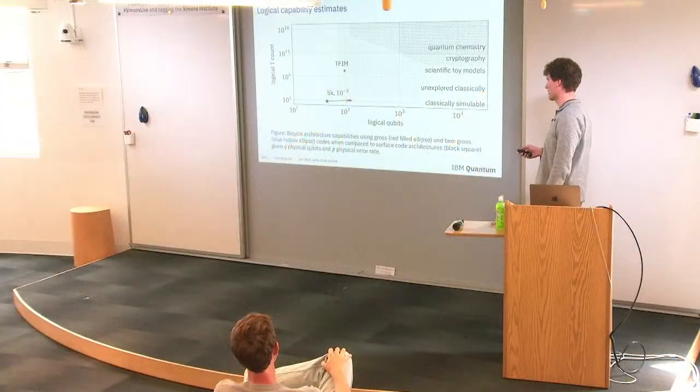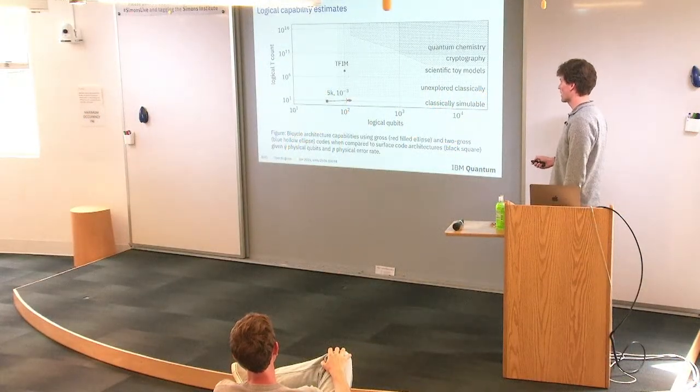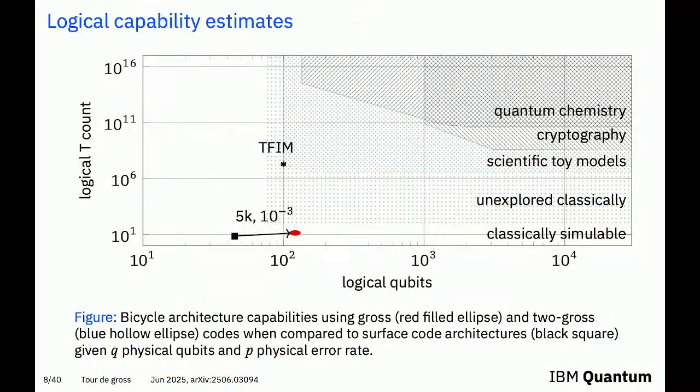Good. So the smallest instance we looked at, and maybe the simplest one, we assume we have 5,000 physical qubits. They're given to us, and each of these physical qubits has a physical error rate of 10 to the minus 3. What kind of architecture can we build out of that? Well, if we take 5,000 physical qubits, we can build a bicycle architecture with about 100 logical qubits that can perform about 10 T-gates.